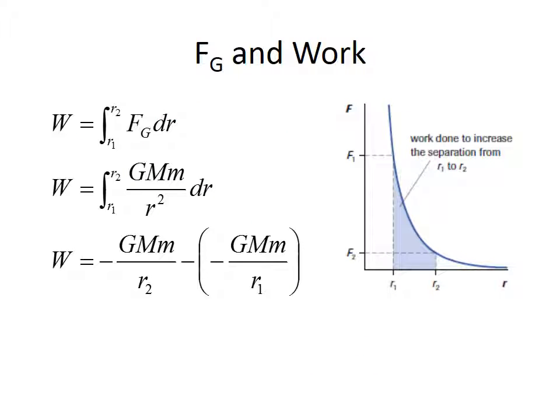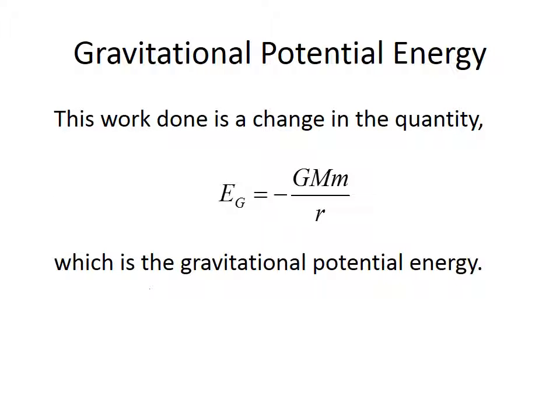That wiggly sign there is an integral sign. We're integrating from r1 to r2, our function GMm on r squared. The answer is, as shown here, negative GMm on r2 minus negative GMm on r1. Since our work done is a change in the quantity negative GMm on r, this is what we're calling the universal gravitational potential energy, E sub capital G.